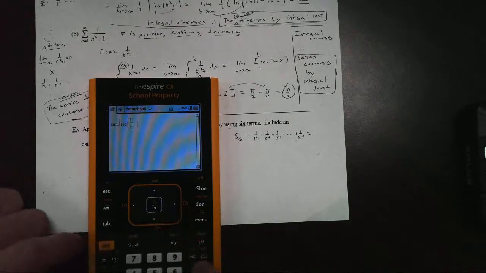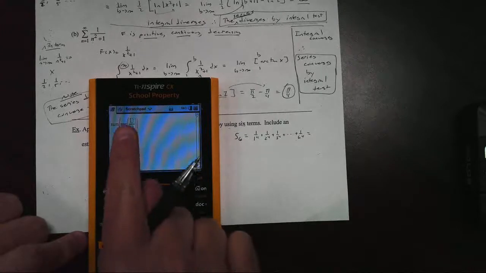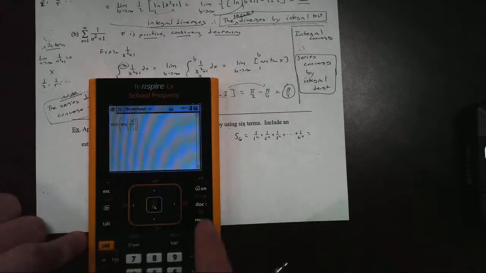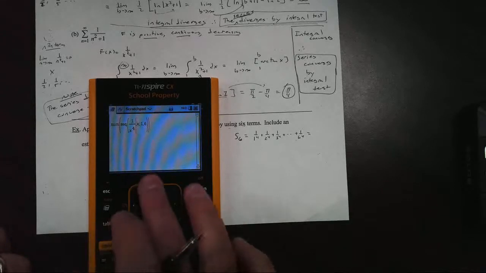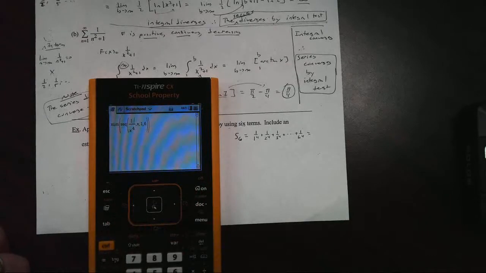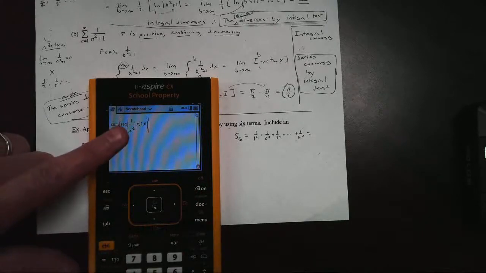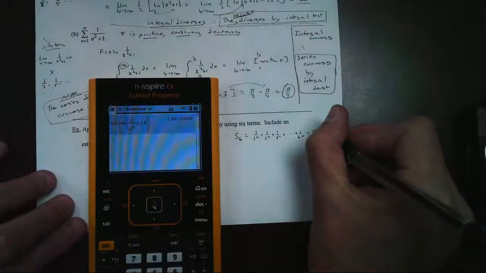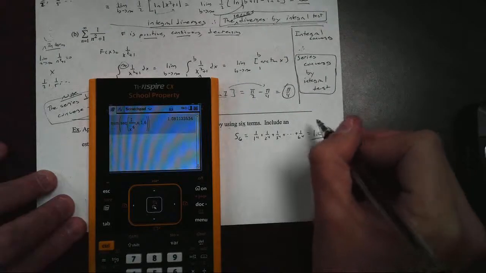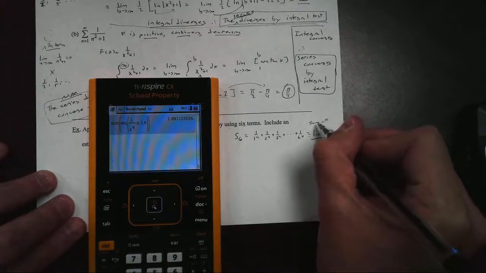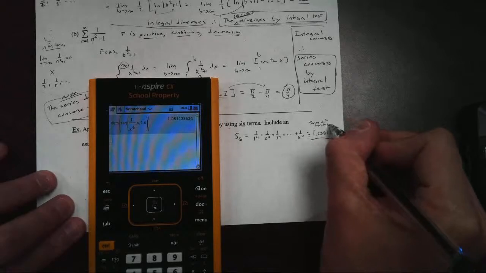Control divide makes my little fraction. I'm going to go 1 over x to the 4th. I like to use x, but I think you can use n. Then comma, x, comma, 1, comma, 6. To make sure it gives me a decimal, up here on the 1, I'm going to put a decimal there. That makes sure my answer comes out as a decimal. And so I get 1.0811. Well, this is the sum of the first 6 terms right there.